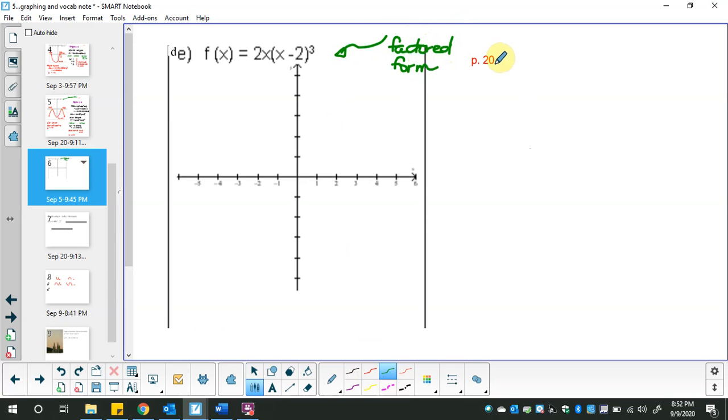Page 20, factored form. Degree is tricky here. This is definitely x cubed, pretty obvious, I hope, or obvious now. And then you've got this extra x to be multiplied at the front, so that's actually a degree 4, something we haven't looked at yet. Let's look at something that is familiar, and that is x-intercepts.